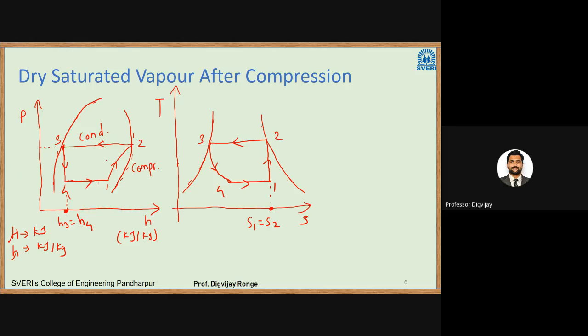4 to 1, as we know, is the evaporation process. This is the main part of our system which extracts the heat from the space. It is an evaporator. That also occurs at constant pressure. That is why we have shown it as a horizontal line. Okay, so I want you to draw these two diagrams. Then we'll calculate how to get the COP.